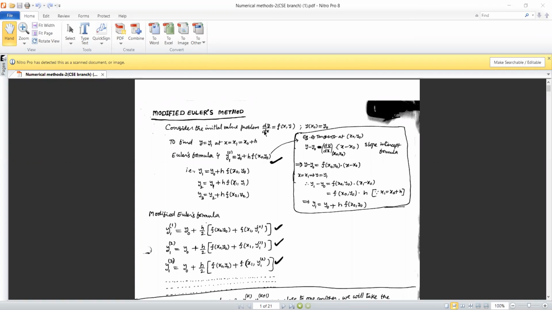The general form of an ordinary differential equation of first order, first degree is dy by dx equal to f of x, y, with the initial condition y at x naught equal to y naught. This is the initial condition and this is the general pattern: dy by dx equal to f of x, y. This pattern of equation can be solved by many numerical techniques.